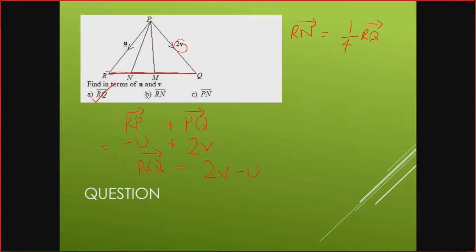So RN is half of RQ, which equals half of 2V minus U, which equals a half of V and a minus half, sorry, a quarter of U. I only got this 2V minus U because we already worked it out here, so we already know that RQ is 2V minus U. So we know we've got that right.